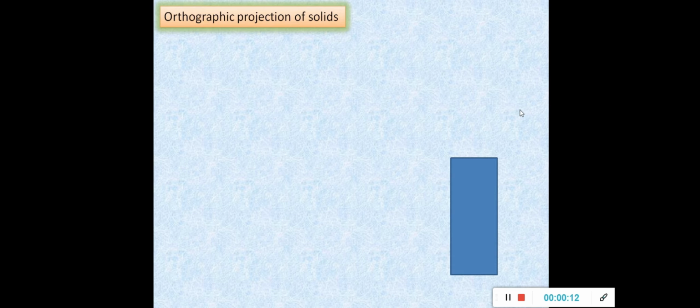In today's session, we'll be learning about orthographic projection of solids. Before going to the orthographic projection of solids, you need to understand what types of solids we have got. We'll see that in detail in the later stages. In this particular session, we'll see how projection is obtained on the vertical plane and the horizontal plane, that is to say, front view and top view.